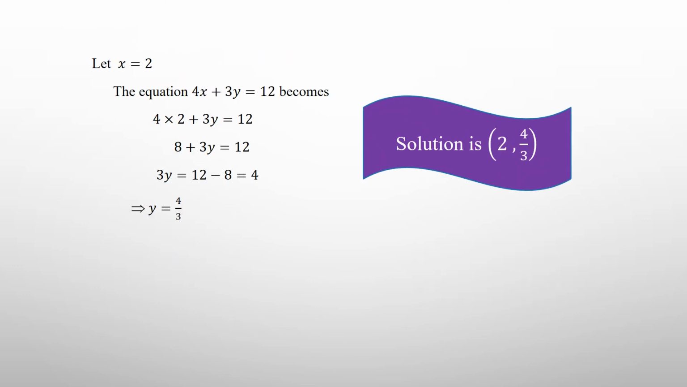To get the fourth solution, here the value for x is given as 2. So, the equation is 4 into 2 plus 3y is equal to 12. Finally, 3y is equal to 12 minus 8, which is equal to 4, and y is equal to 4 by 3. Therefore, the fourth solution is (2, 4 by 3). We can see the four solutions are (0, 4), (3, 0), (1, 8 by 3) and (2, 4 by 3).